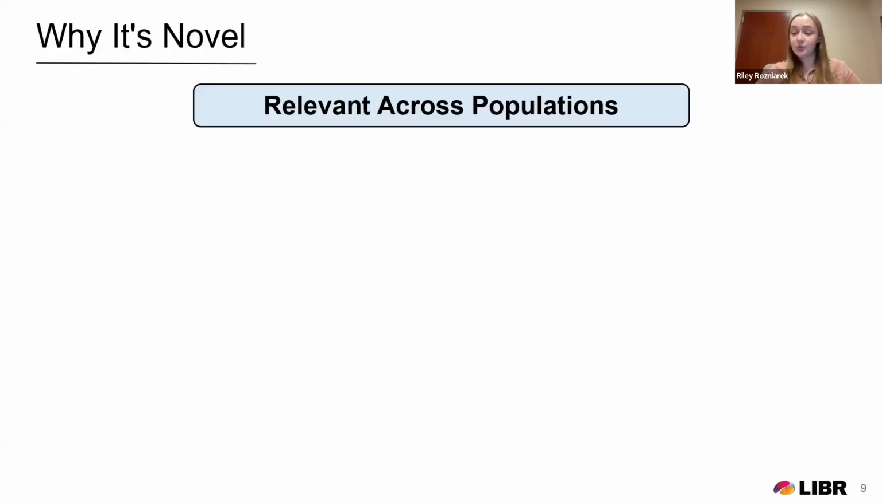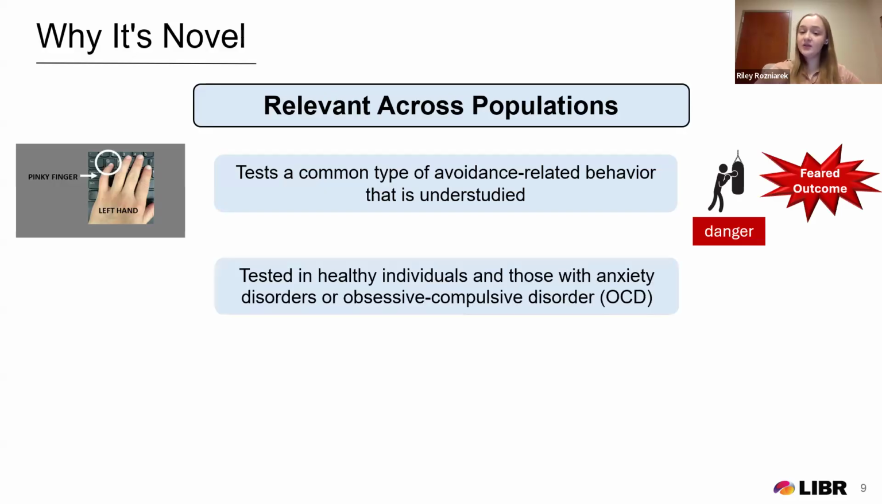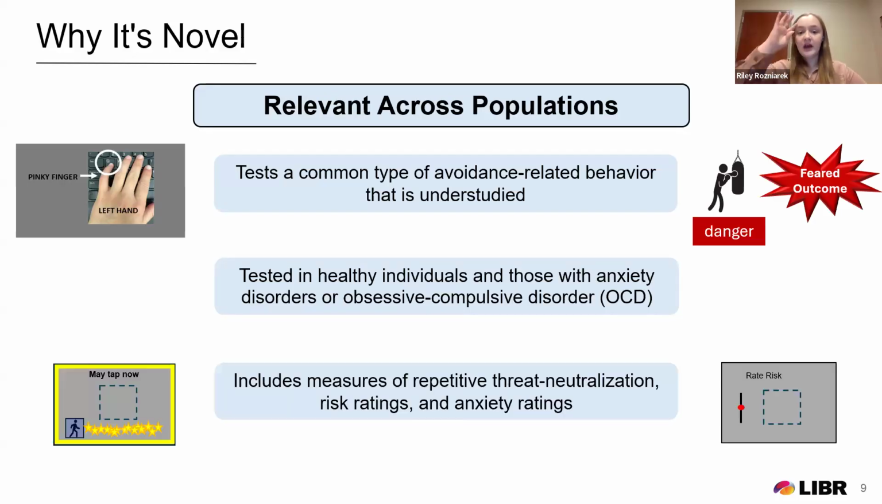And the TTS task is also relevant across multiple populations. As I mentioned, it is testing a common type of threat-related or avoidance-related behavior that is understudied. It's also been tested in healthy individuals as well as those with anxiety disorders and obsessive-compulsive disorder. And then finally, there are multiple measures within the task that you can look at, including the repetitive threat neutralization behavior, as well as risk ratings and anxiety ratings before and after that behavior. And then if it is done in the MRI, you have the measures associated with that as well.